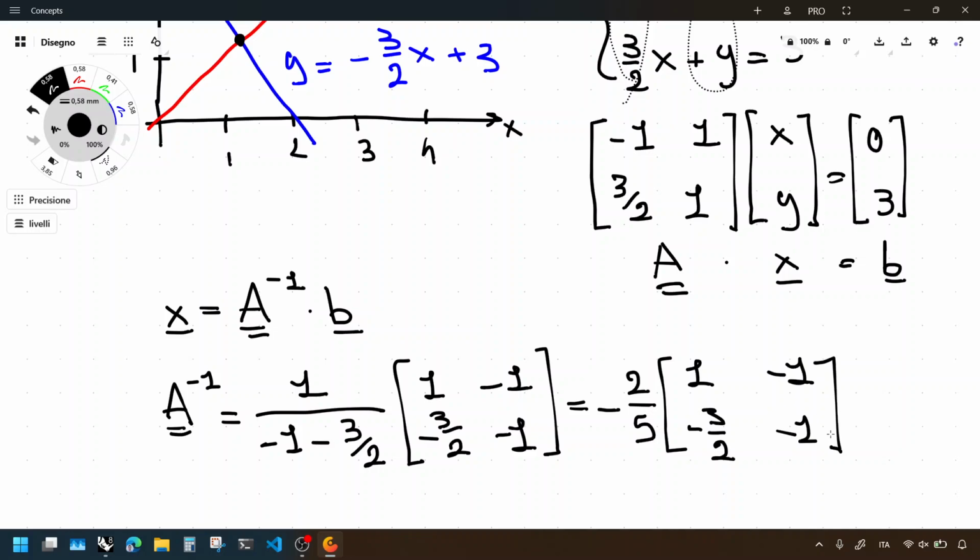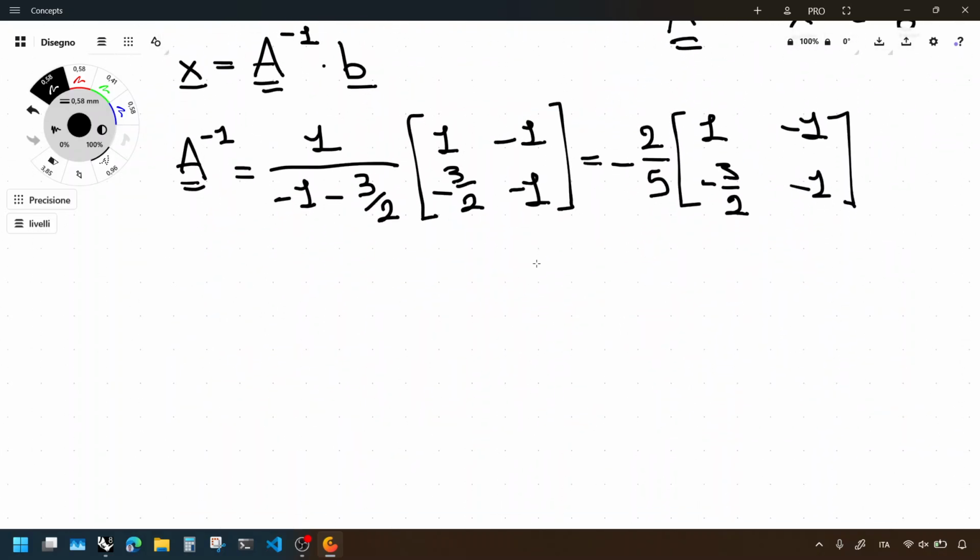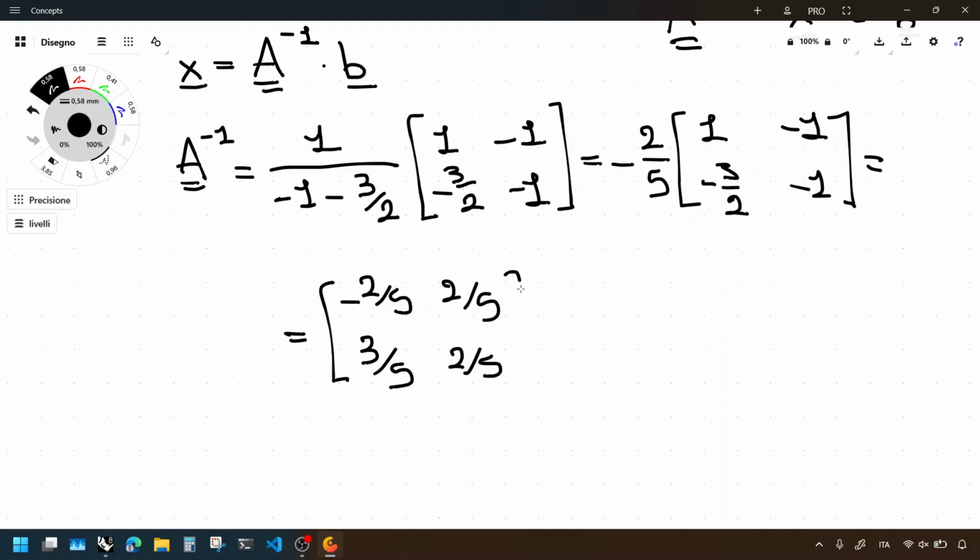Okay, and then we will also go here. So let's do that. So this is -2/5 plus 2/5 plus 2 is 3/5, right? Yeah, okay, and then 2/5 again. Okay, so this is A inverse.